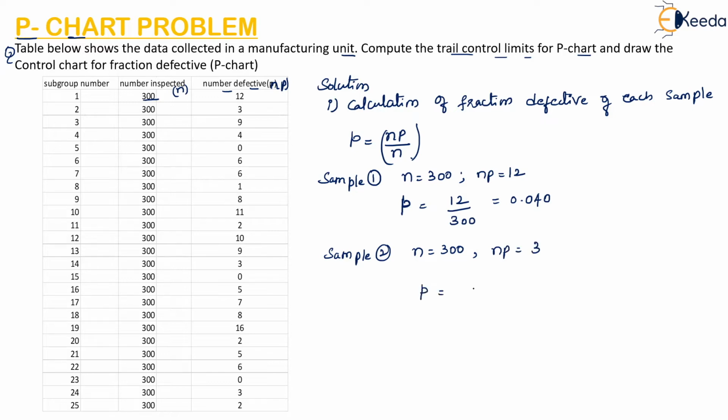Now for sample number 2, n is equal to 300 and np value is 3. So p value will be 3 divided by 300. That will give us 0.010. For sample number 3, n is equal to 300 and np is equal to 9. So p value is equal to 9 divided by 300, which will give us 0.030 as the p value.